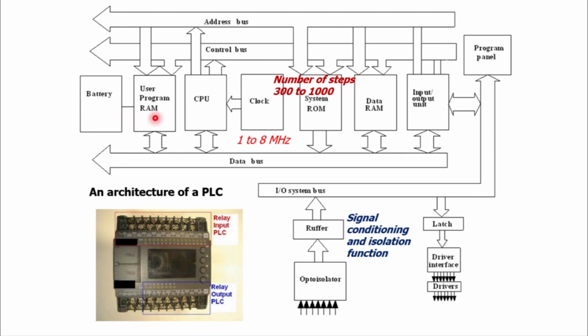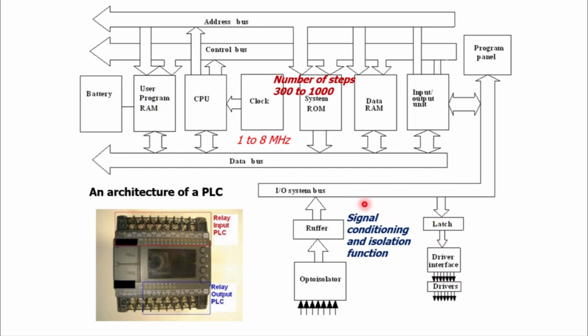See, it has all the elements of a typical microprocessor based system, that is the CPU, the clock which is controlling the operations of the CPU, the memory elements such as the read-only memory and random access memory, input output units, various buses, the data bus system, address bus system, and the control bus system. But as I mentioned, it has the battery which is supporting the memory, the user program memory here.